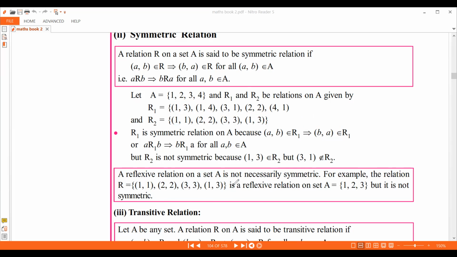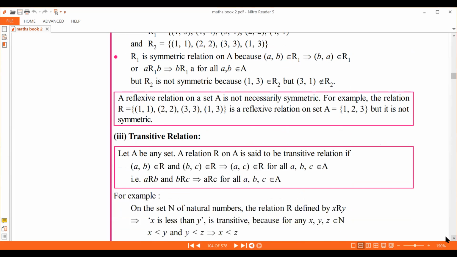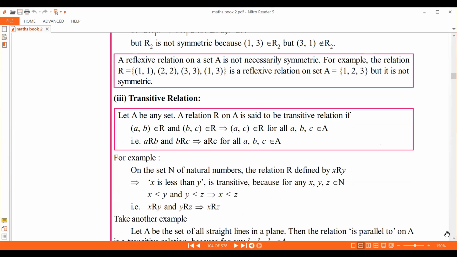So next is transitive. Transitive. So this is another thing. What is a transitive relation? Let A be any set. A relation R on A is said to be a transitive relation if (a,b) belongs to R, (b,c) belongs to R, then (a,c) belongs to R. This is a little bit tough to see. I will take an example and I will let you know.